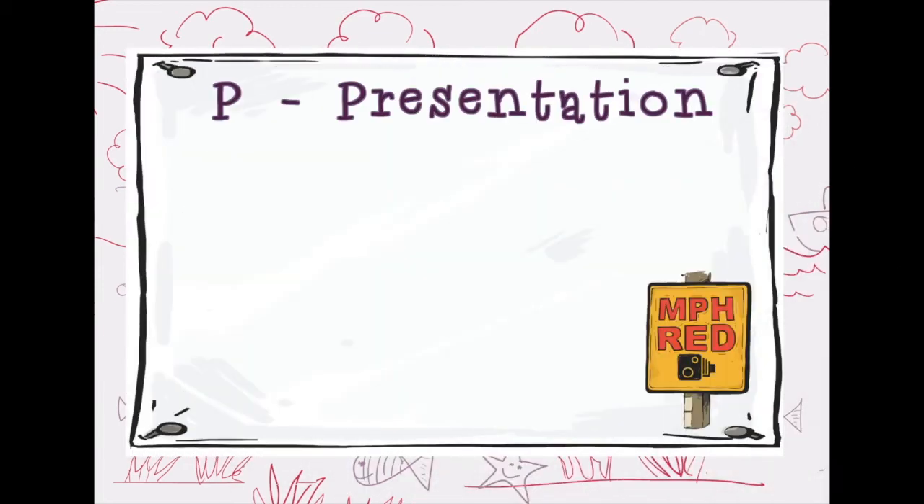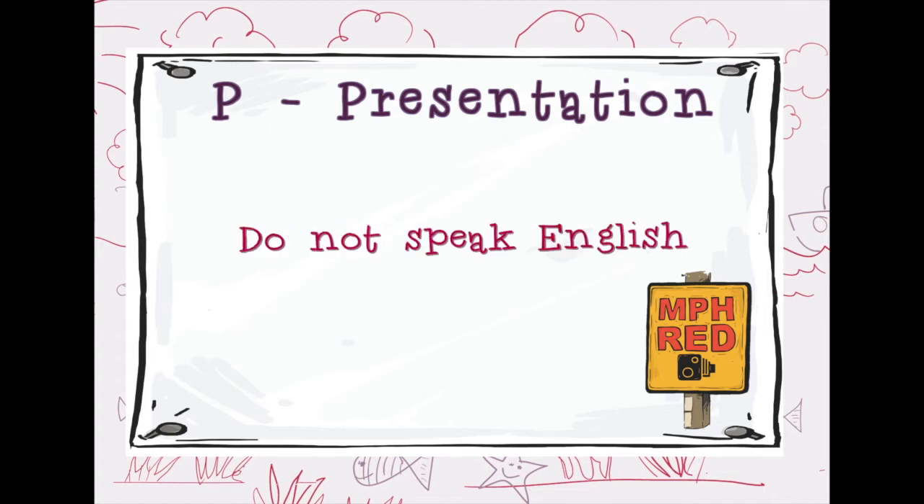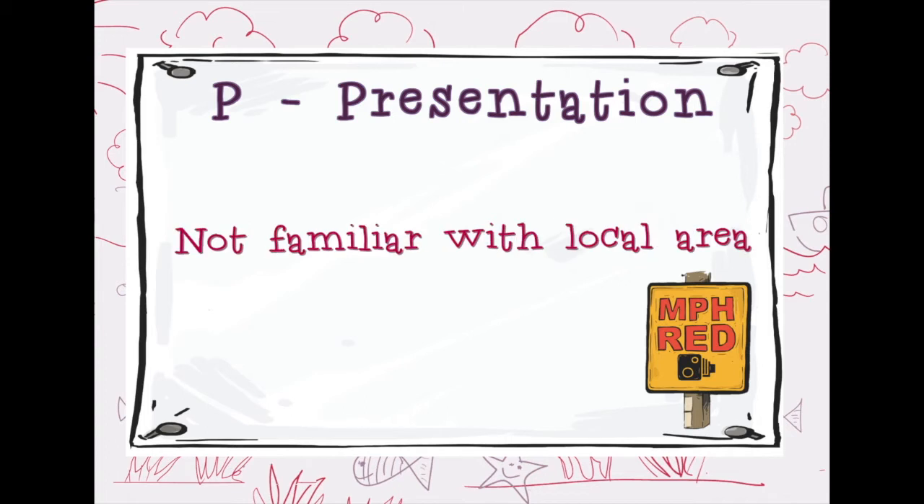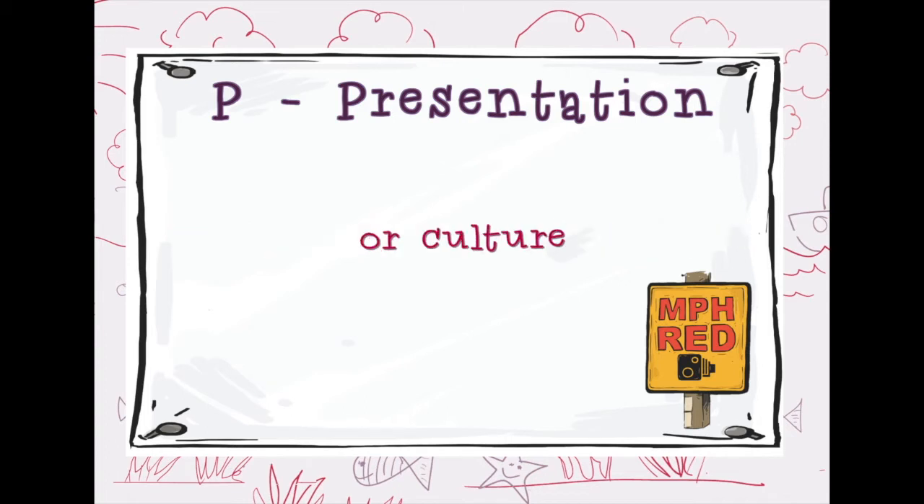P. Presentation and behaviour. Does the child appear younger than the age stated? Have they been in the UK for some time, but they're not enrolled in education? And whilst they've been here a while, they still don't speak any English. They may also claim to have been here, but they're not familiar with the local area or culture. And perhaps they exhibit maturity not expected for their age.